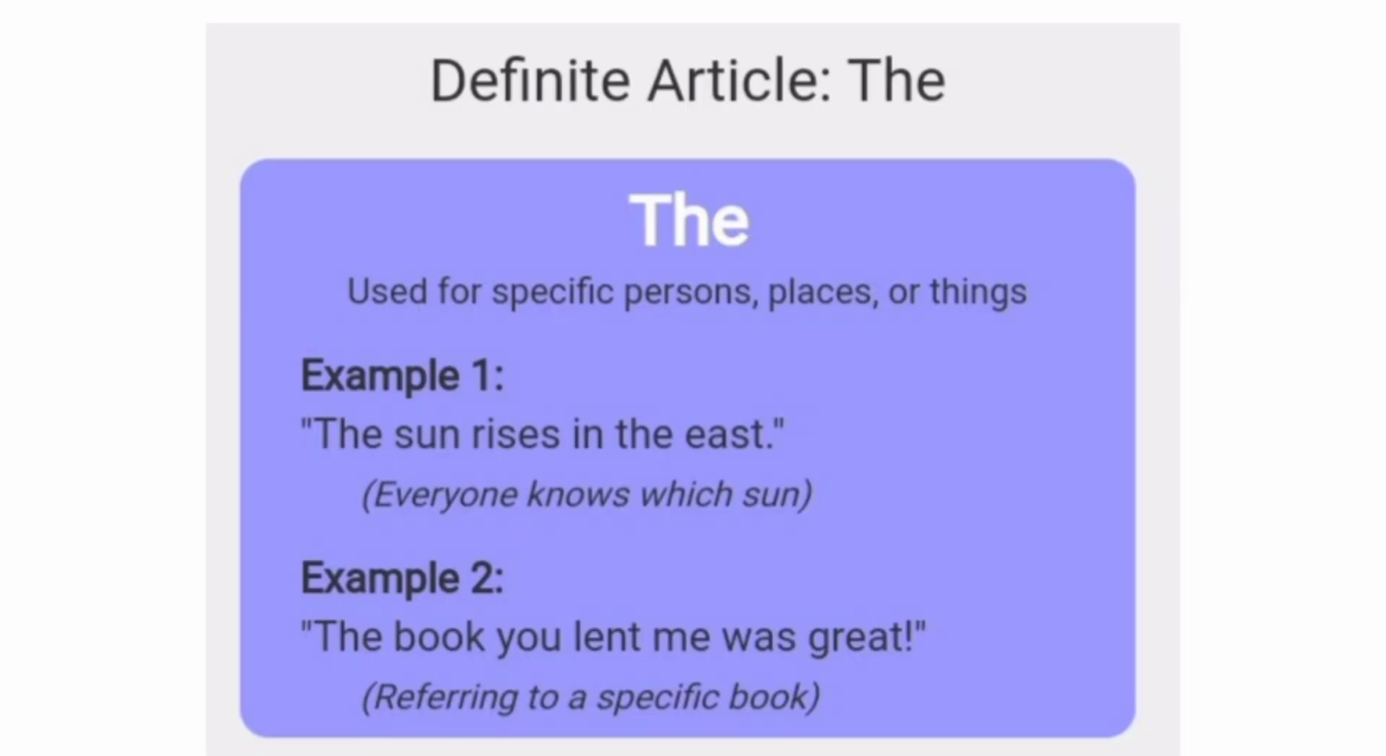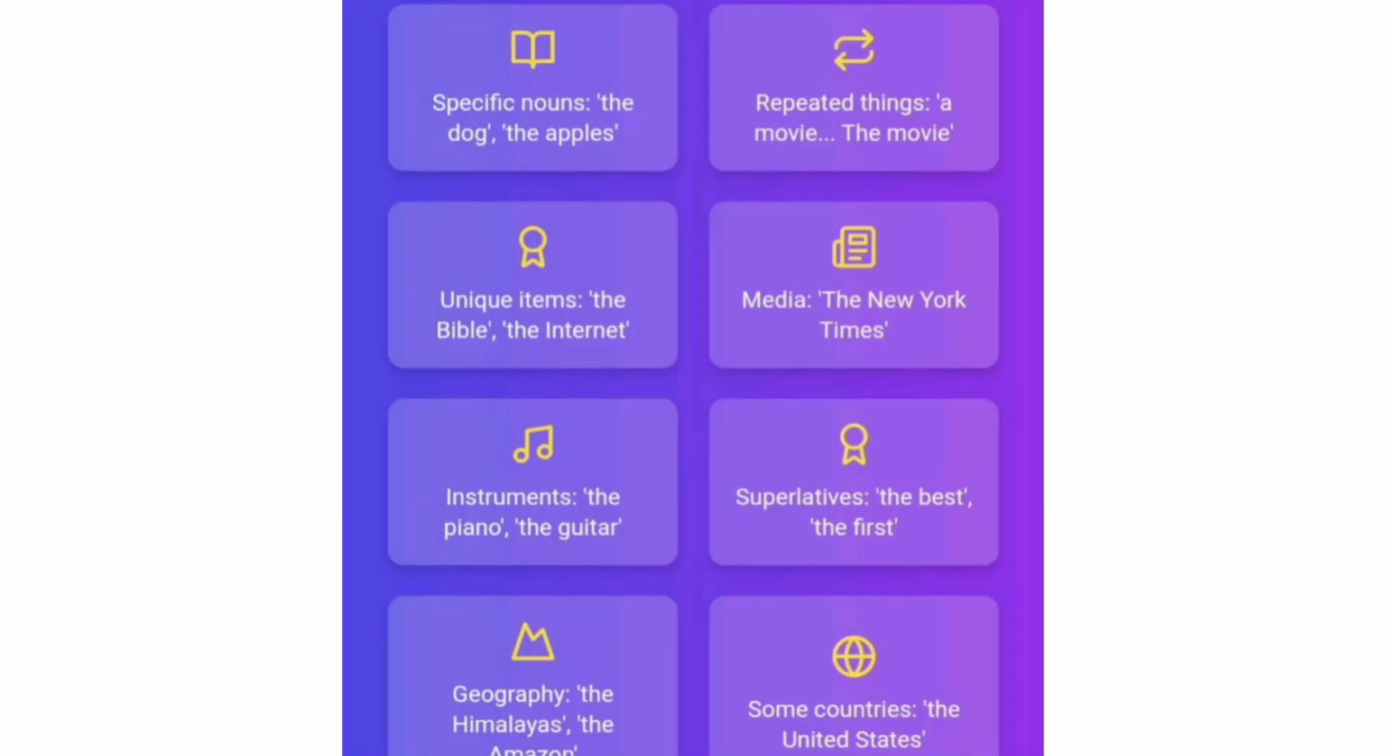Use the for specific nouns whether singular or plural. For example, the dog, the dogs. Dog singular, dogs plural. We are mentioning specifically the dog. For repeated things, use the when referring to something mentioned previously. I saw a movie, the movie was great. So we are repeating that word movie, and the second time the repeated word comes, we use the.